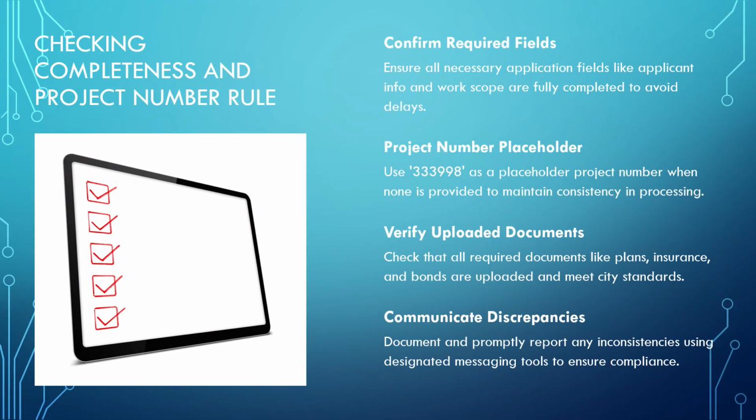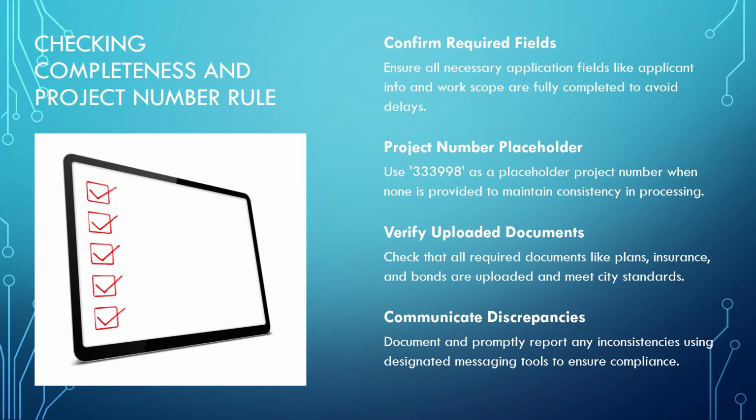A more in-depth review process of the application starts by confirming that all required fields are completed, including applicant information, scope of work, and proposed dates. Pay special attention to the project number field. If the applicant does not have a project number, enter 333998 as a placeholder according to city policy. This ensures consistency and prevents delays in processing.